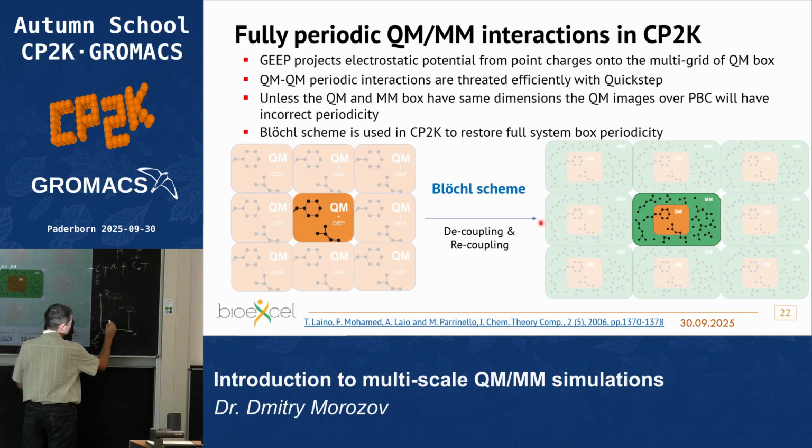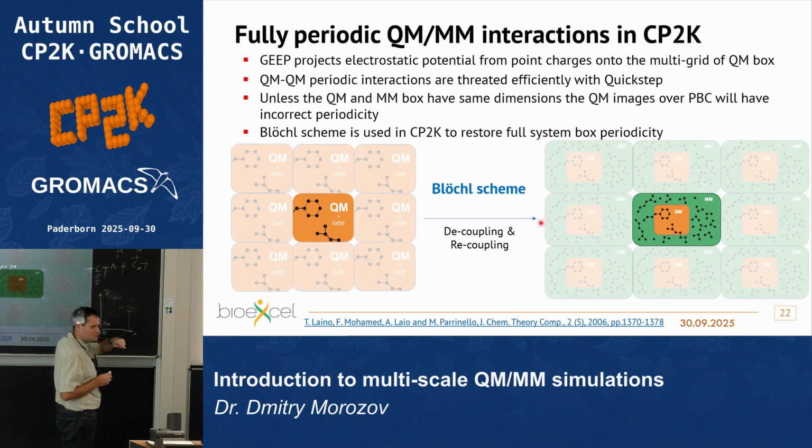Your QM box is always located here, because CP2K considers it like this. It tries to shift it to that point. So this is your QM system. If you are doing this automatic generation, then GROMACS will calculate the translation such that your QM system will appear in that QM box.